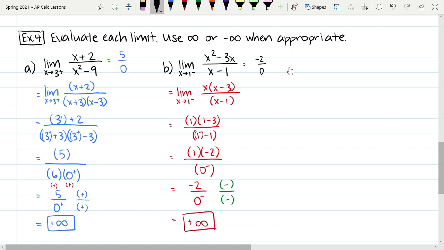All right, let's do one more of these kinds. So this time we've got the limit as x approaches positive 1 from the right of x plus 2 over x squared minus 4x plus 3.